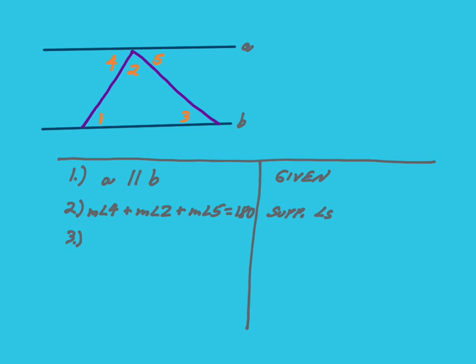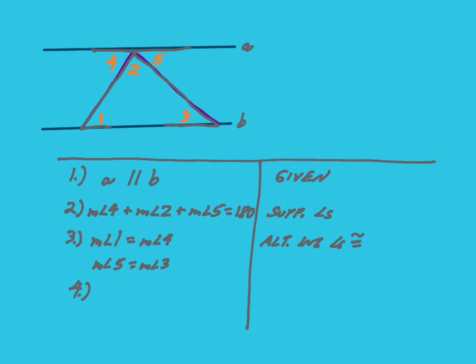Okay, so next what do we see? Well, we know that angle 1 and angle 4, if you look at this, are alternate interior angles. So the measure of angle 1 equals the measure of angle 4 because alternate interior angles are congruent. And we also know that 5 and 3 are also alternate interior angles.